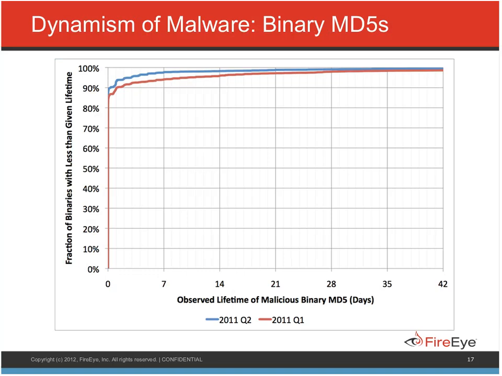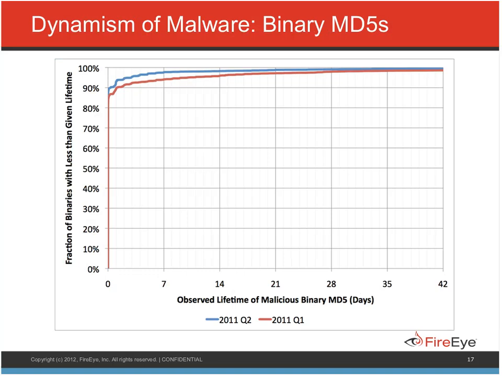And let me tell you about a study that FireEye conducted last year talking about the dynamism of malware. When we talk about binary MD5s, this is the actual software application, the executable that's downloaded onto your PC. And MD5 is essentially a digital fingerprint of that software program. It is unique to every program. Each program, even when you add a patch or you add a plugin to the browser, is going to have a different MD5.